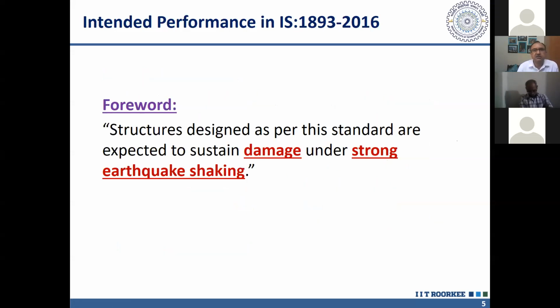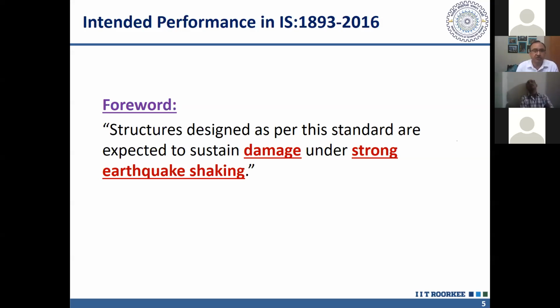So in the latest revision, 2016, that has been changed. All those terms have been taken away. The only statement given there is that structures designed as per this standard are expected to sustain damage during strong earthquakes. So it means only damage. But what will be the level of damage? Even that, whether it will be able to survive the earthquake, will it not collapse during the earthquake, is also taken away.